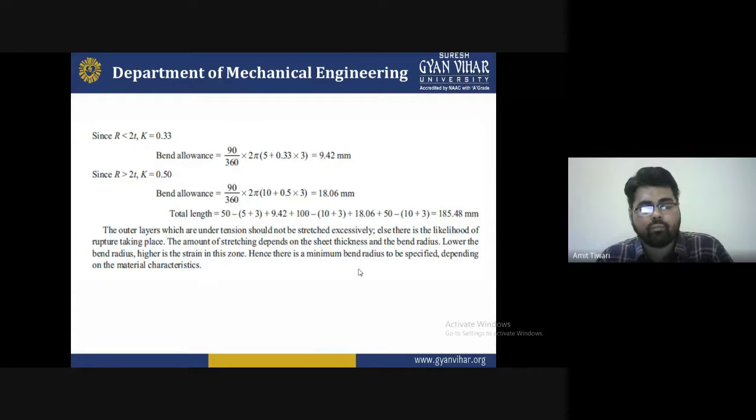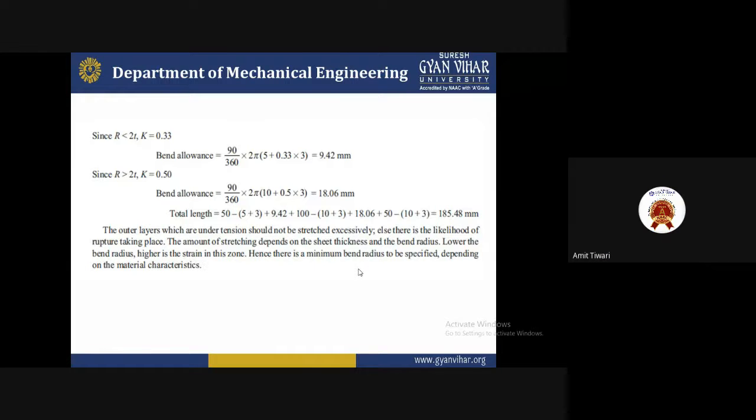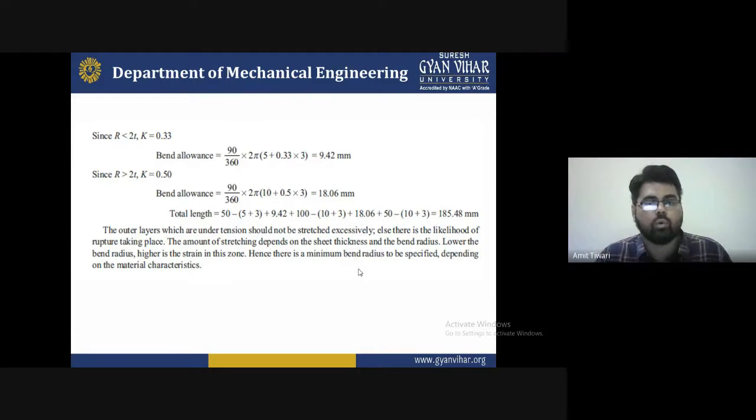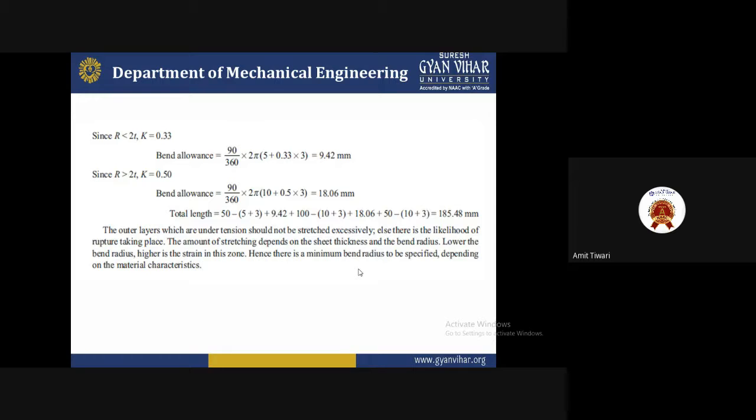And if the condition is changed, that is R is less than 2T, the K value is 0.50. At that time we can put this in and find the value, that is 18.06 mm. So you can find that the bend allowances are different if the conditions are changed. For one condition, R is greater than 2T and K is 0.33, so the bend value is 9.42 mm. And if R is less than 2T, then K is 0.50, and by calculating you find the bend allowance, that is 18.06 mm.